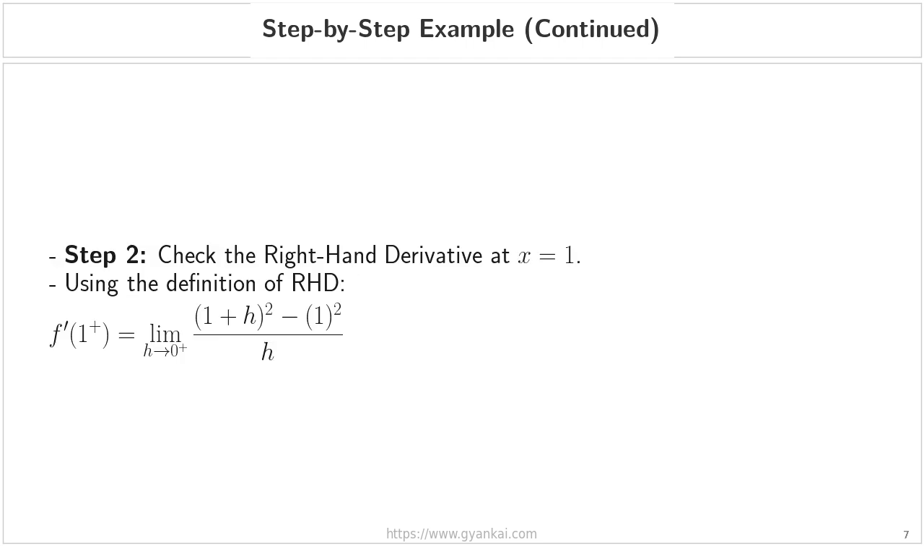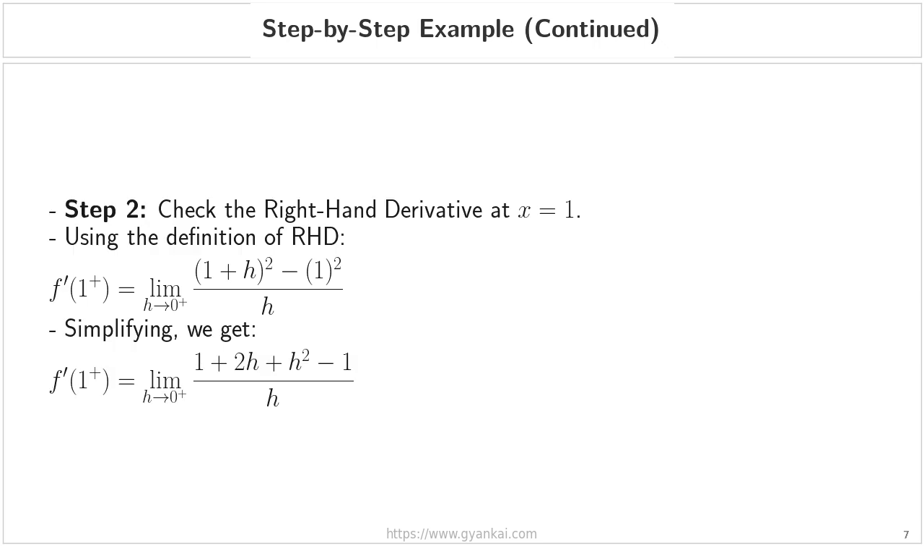Step-by-step example continued. Now that we have established that the function is differentiable within the open interval, we must proceed to the second condition for differentiability over a closed interval. Step 2 requires us to check the right-hand derivative at the left endpoint, which in this specific example is x equals 1. To do this, we apply the formal definition of the right-hand derivative. We look for the limit as h approaches 0 from the right of the expression. The quantity (1 plus h) squared minus 1 squared, all divided by h.